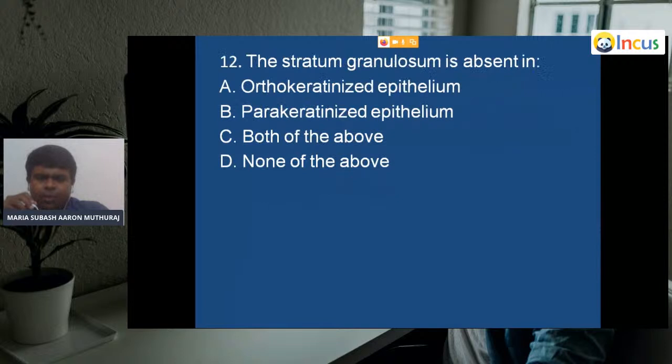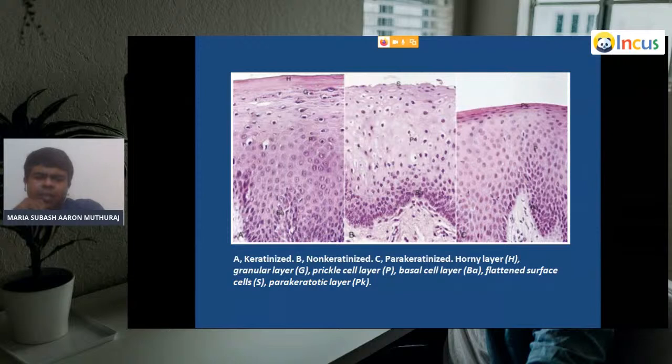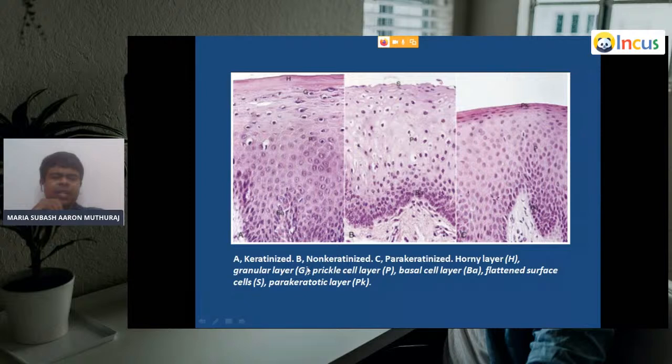The stratum granulosum is absent in orthokeratinized epithelium, parakeratinized epithelium, both of the above, or none of the above. Actually, the stratum granulosum is present in orthokeratinized epithelium because, as I already told, it has four layers: the basal layer, then the spinous cell layer, then the horny layer, and the granular layer. Basal layer, spinous cell layer, granular layer, and horny layer are present in the orthokeratinized.